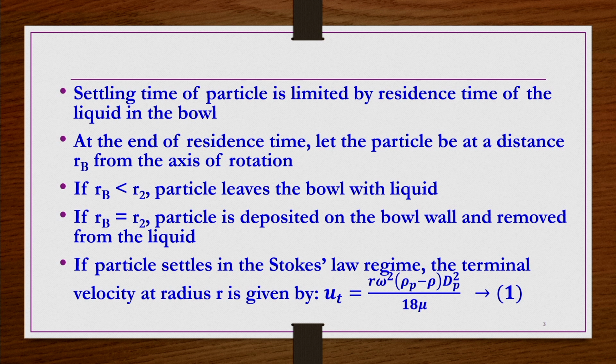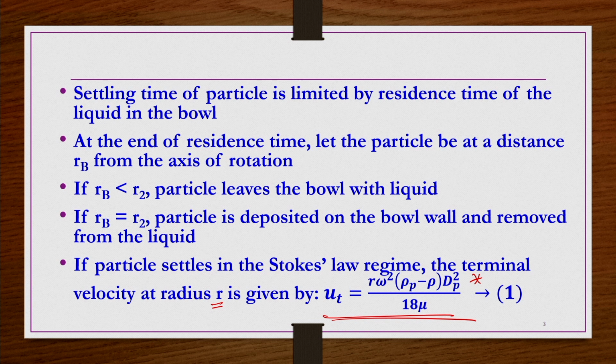Let us assume particles settle in the Stokes' law regime. Then the terminal velocity at radius r is u_t = r ω² d_p² (ρ_p − ρ) / (18 μ). This we have already derived in the flow past a particle system.